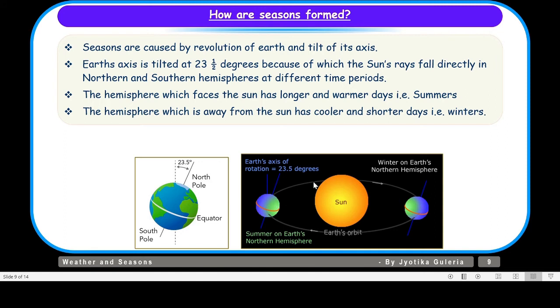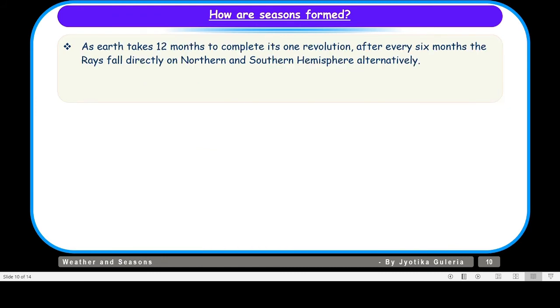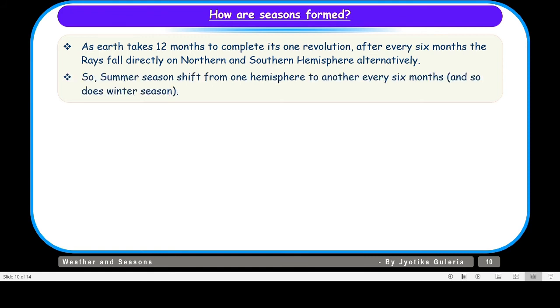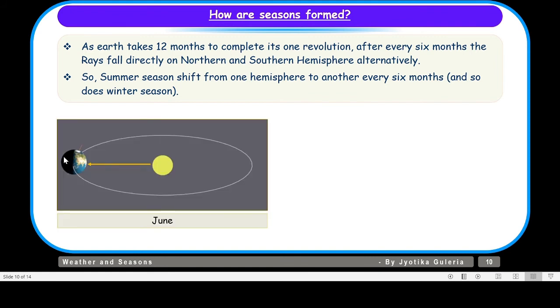Children, we know that Earth takes 1 year, or we can say 12 months to complete one revolution. As the Earth takes 12 months to complete its one revolution, after every 6 months, the rays fall directly on northern and southern hemisphere alternatively. So summer season shifts from one hemisphere to another every 6 months, and so does the winter season. So children, let us try to understand it through this diagram.